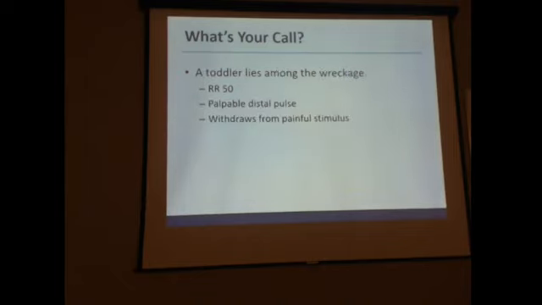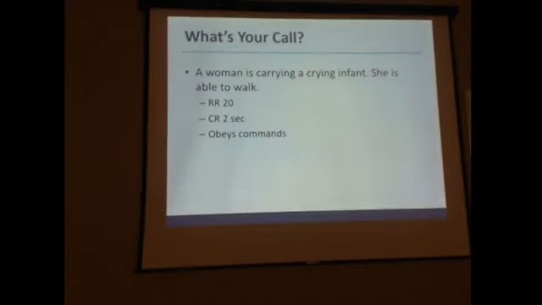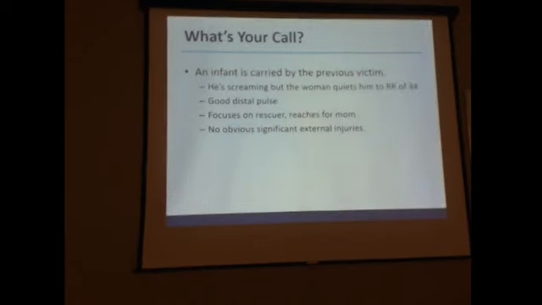So toddler, you find them, they're breathing at 55. Red, right? Don't care about the rest of the information. The woman is carrying that infant. She's able to walk. She's green. What do you think about the baby? He's green, right? So this baby that mom carries to the green zone, his respiratory rate is between 15 and 45. He's got a good pulse. He's looking at his rescuer. He recognizes mom, which is age appropriate for that patient. He's awake, he's alert, and he's got no significant injuries. He's a green.